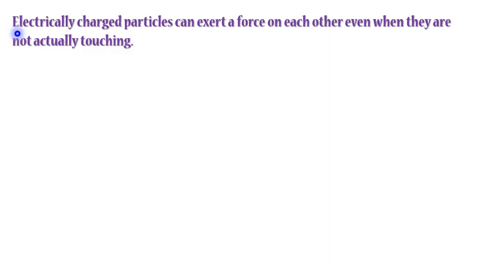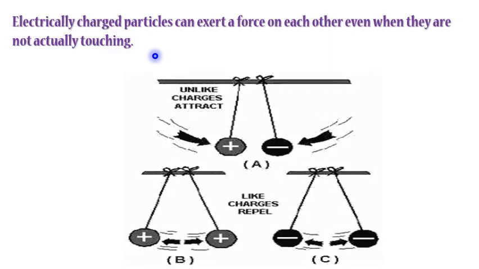Dear students, you probably know electrically charged particles can exert a force on each other even when they are not actually touching. We have learned about two different types of forces in AS level: contact forces and non-contact forces, or action at a distance. The electrostatic force of attraction or repulsion between two charges is an example of action at a distance. So we know unlike charges attract and like charges repel, but we don't know how to calculate the exact size or magnitude of this force.